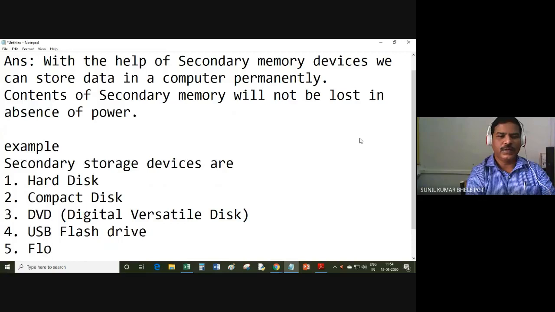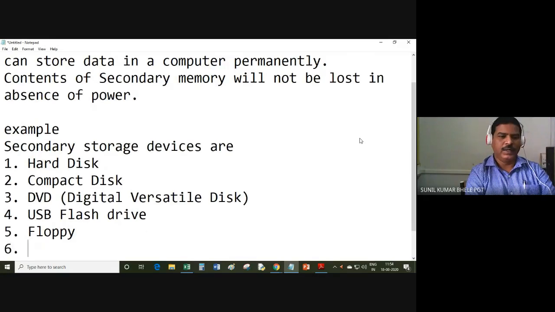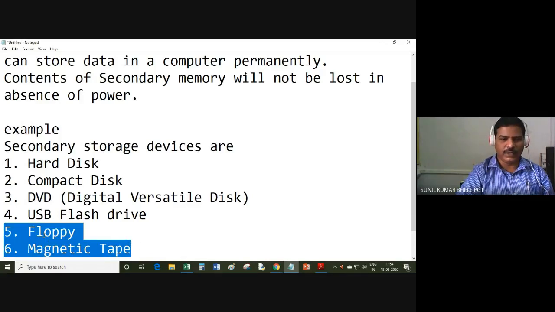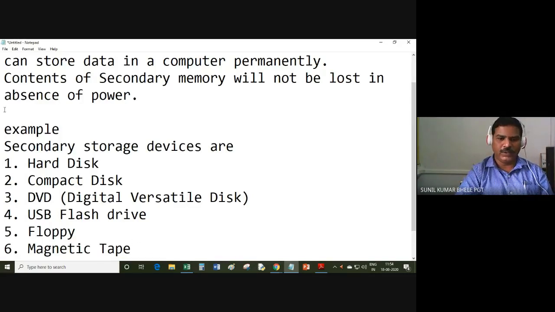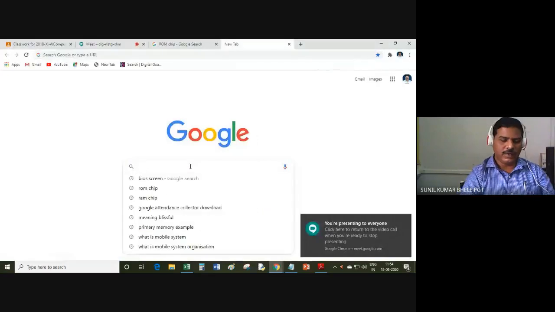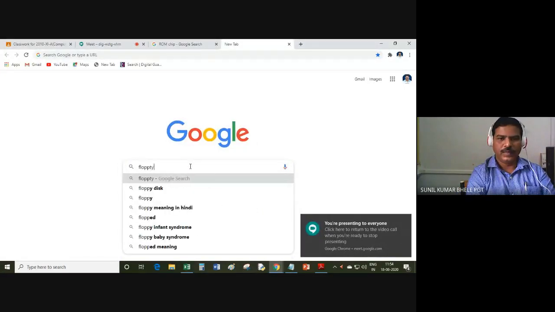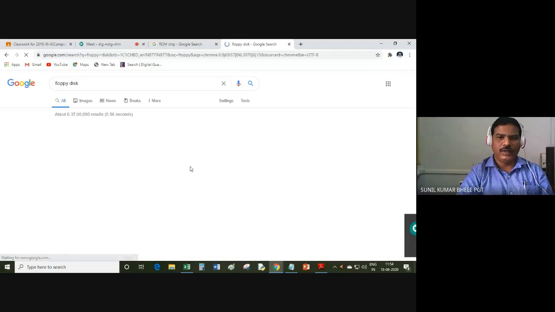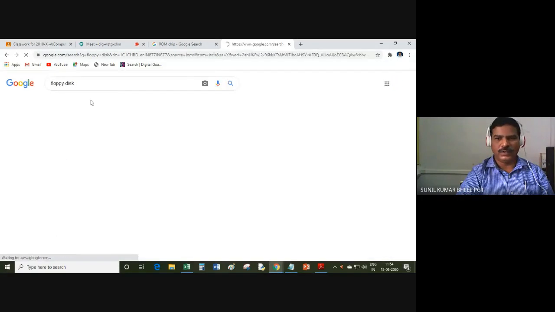Floppy is also a storage device, but nowadays we are not using floppy. Floppy and magnetic tape are also storage devices, but these are some old devices. I can show you the picture of floppy and magnetic tape in Google search engine, how it looks. Earlier we were using these floppies as storage devices.